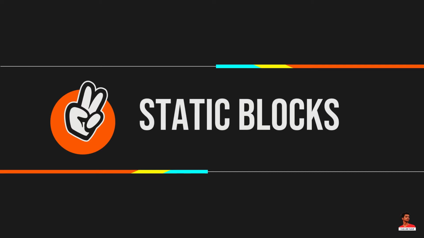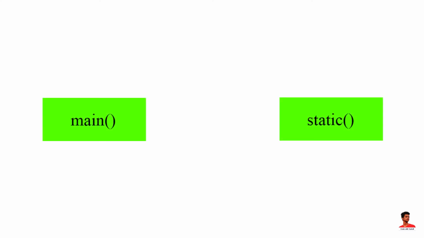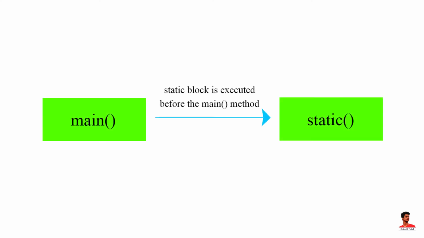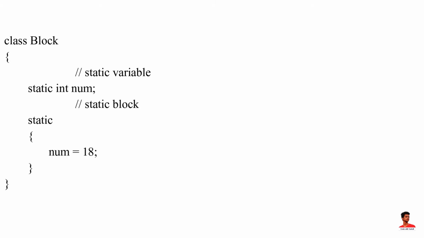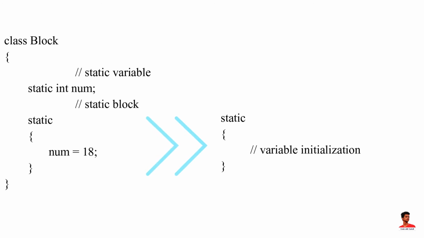In Java, static blocks are used to initialize the static variables. It is executed before the main method at the time of class loading. For example, here we can see that we have used a static block with the syntax. A class can have multiple static blocks and each static block is executed in the same sequence in which they have been written in a program.